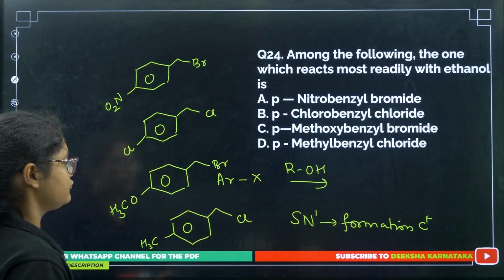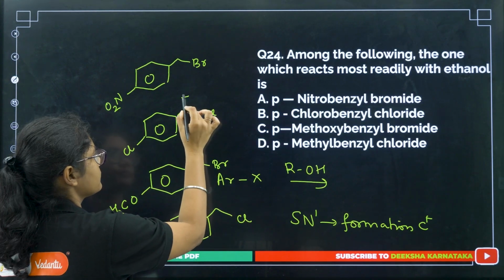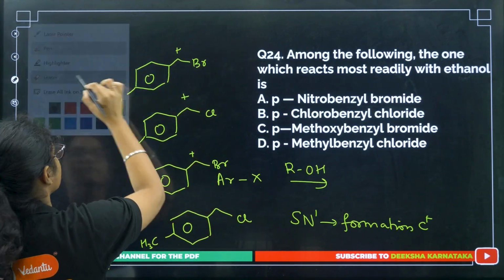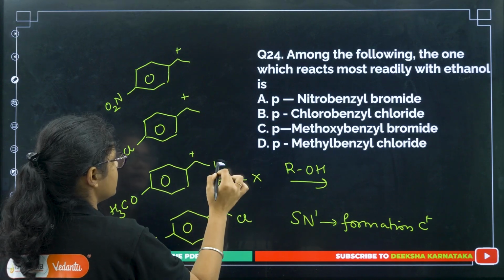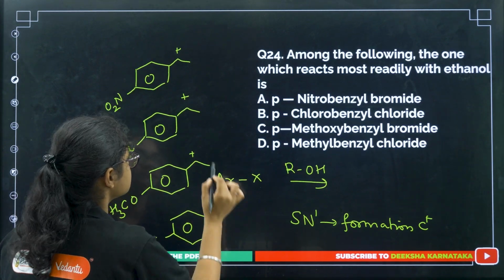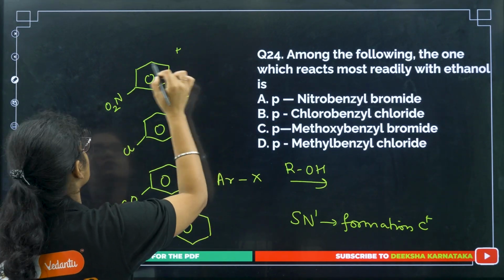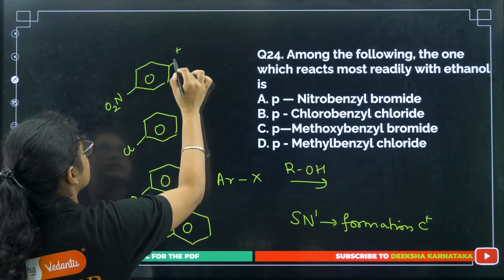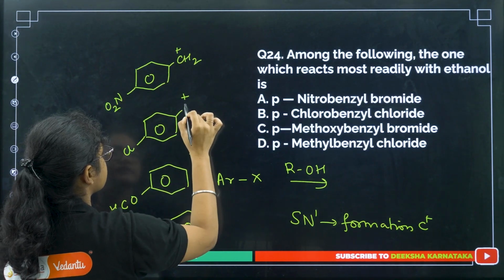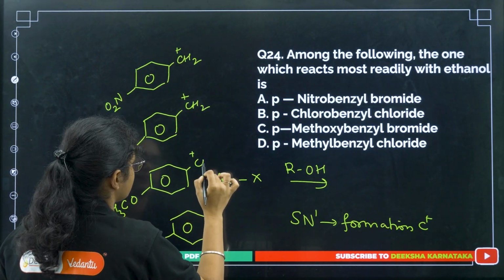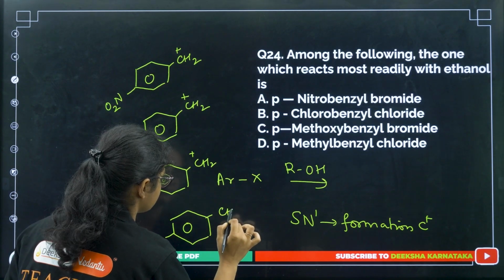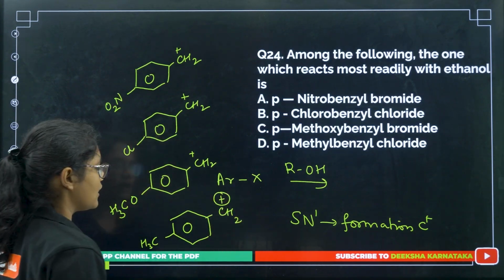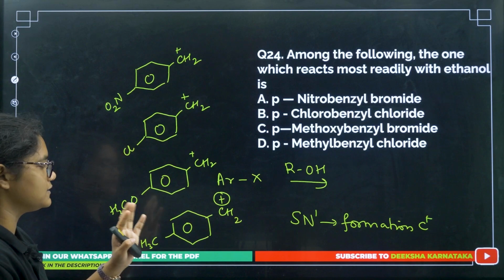Okay. So now if you see here, this carbocation will form. Once this group leaves, we'll get a carbocation here. So these are the carbocations that are formed. One second. So I'll get here CH2+, CH2+, CH2+ and CH2+. Now, the stability of this carbocation is very important.